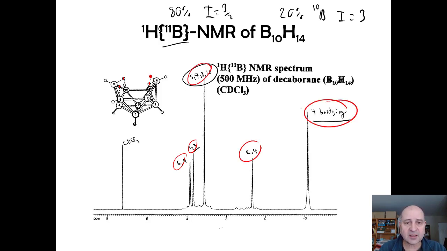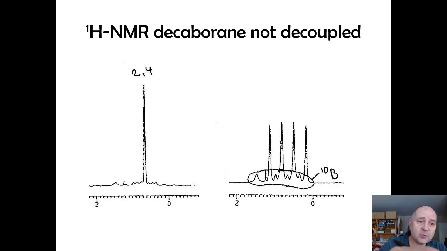environments. They're all singlets, and then if we actually just run a pure proton and we zoom in on one of these signals here, so we're going to zoom in on 2, this is what it would look like decoupled. And here we have a proton NMR that's not decoupled.